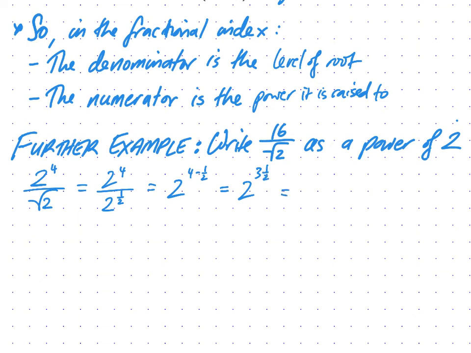But just keep in mind, it's probably easier to do working out when you have an improper fraction. So 3.5 is the same as 2 times 3 plus 1, 7 halves. 2 to the power of 7 over 2. These answers are both acceptable because it's just asking for 16 over root 2 as a power of 2. 2 to the power of 3.5, 2 to the power of 7 halves is fine.